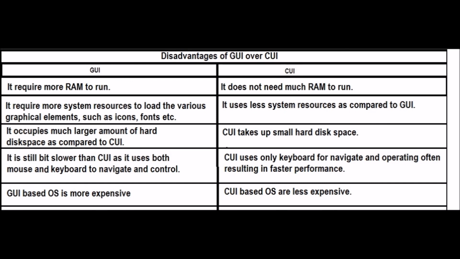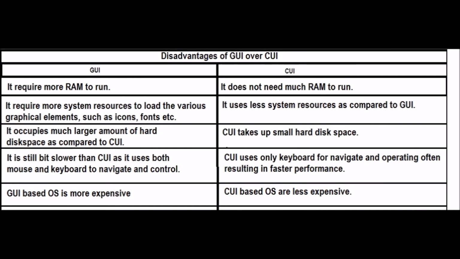Disadvantages of GUI over CUI. GUI requires more RAM to run, whereas CUI does not need much RAM to run. GUI requires more system resources to load the various graphical elements such as icons, fonts, etc., whereas CUI uses fewer system resources as compared to GUI. GUI occupies a much larger amount of hard disk space as compared to CUI, whereas CUI takes small hard disk space.